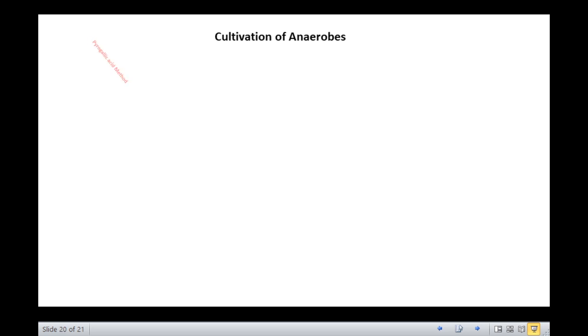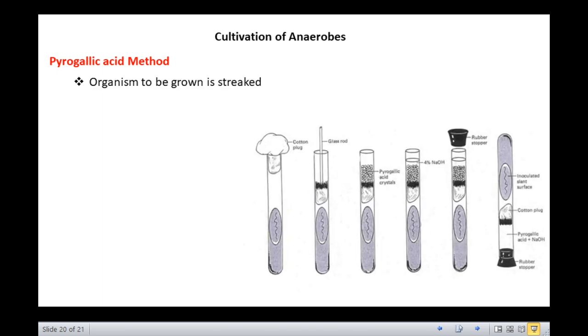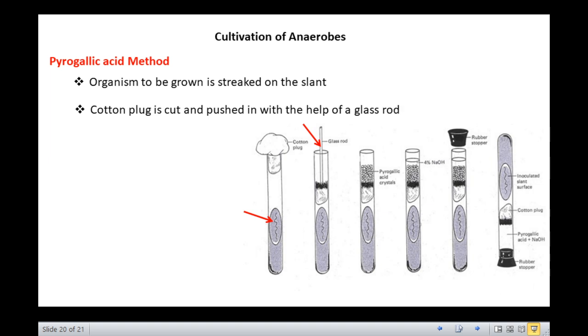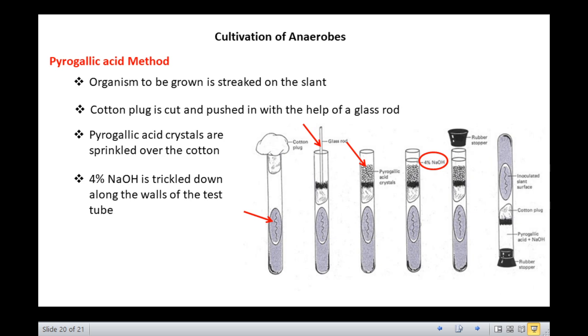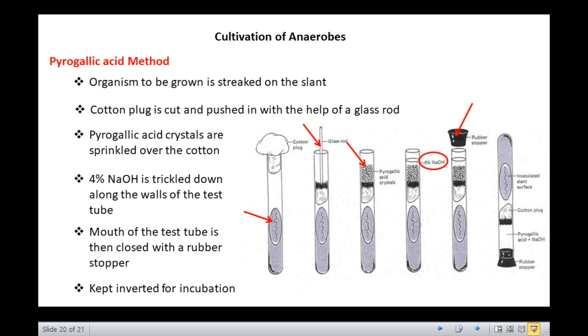The next method is the pyrogallic acid method. This is a routinely used method for cultivation of anaerobes. As can be seen in this figure, the organism to be grown is streaked on the slant and the cotton plug is cut and pushed in with the help of a glass rod. Pyrogallic acid crystals are sprinkled over the cotton and 4% NaOH is trickled down along the walls of the test tube to wet the pyrogallic acid crystals. The chemical reaction between pyrogallic acid and NaOH creates an anaerobic environment inside the tube. The mouth of the test tube is then closed with a rubber stopper and the test tube is kept for incubation in an inverted position.